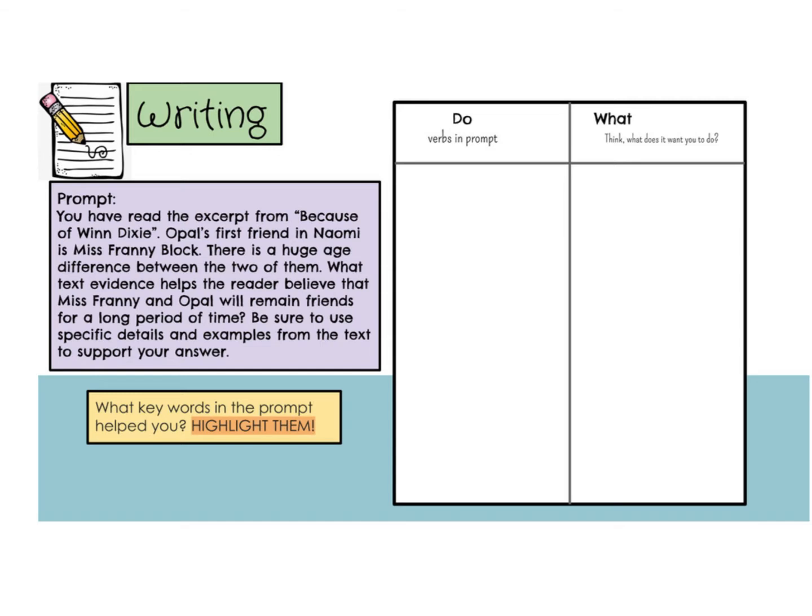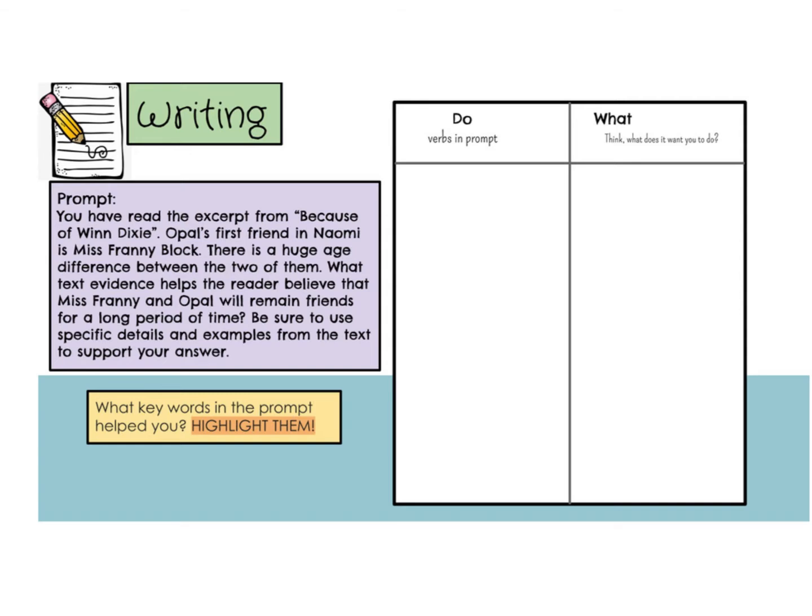Now that paragraph can be overwhelming. So it is our job as the writer to decide exactly what I need to do. What is this prompt asking me to do? So in order to break down that prompt and understand what to write about, in this class we use a do-what T-chart, where we brainstorm first the verbs, what we're asked to do, and then secondly, what does it actually want me to do in the prompt? So let's start by looking for what the prompt is asking us to do.